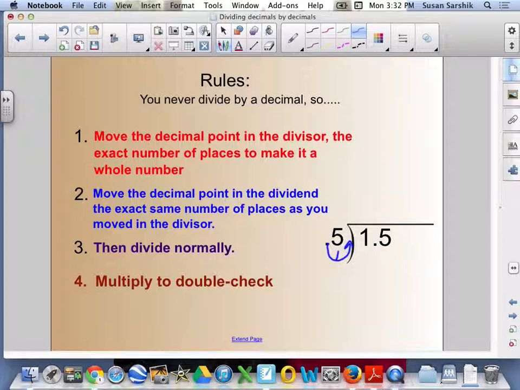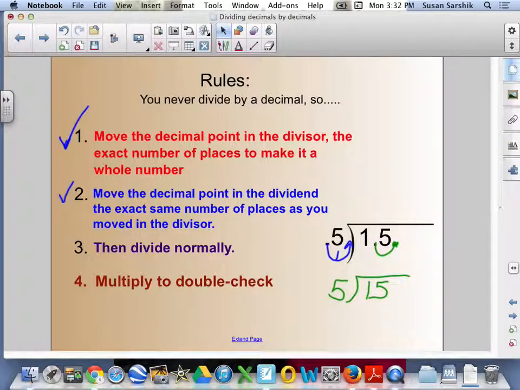When I do that, I have to do the corresponding thing in the dividend. I have to move the decimal point the exact same number of places as I moved it in the divisor. So I moved it 1 in the divisor, so I now have to move it 1 place in the dividend. And then you divide normally. So my problem now is 5 into 15. Dividing normally, I would say that's a 3.